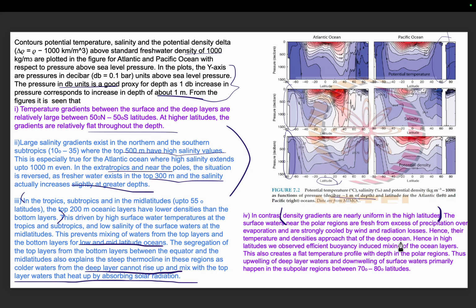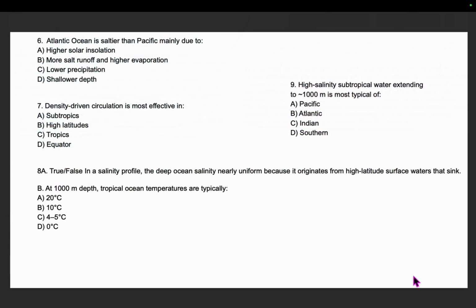Hence, their temperature and density approach the deep ocean levels. In the high latitudes, we observe efficient sinking and induced mixing of the ocean layers. This also creates a flat temperature profile with depth in the polar region. Thus, the upwelling of the deep ocean waters and downwelling of the surface water primarily happens in the subpolar region, that is within 70 to 80 degree latitudes.